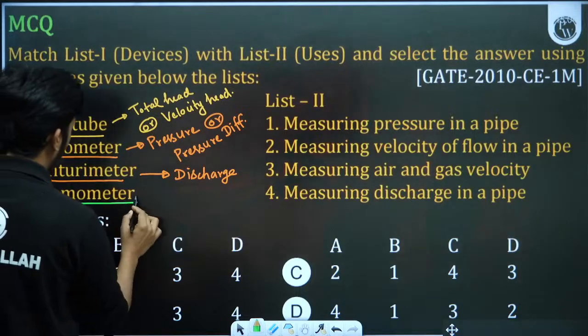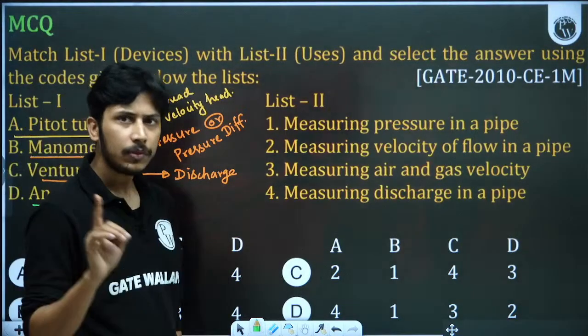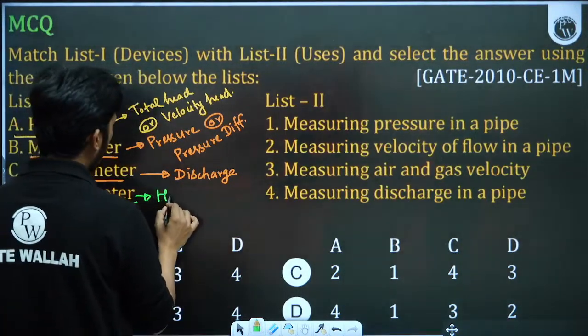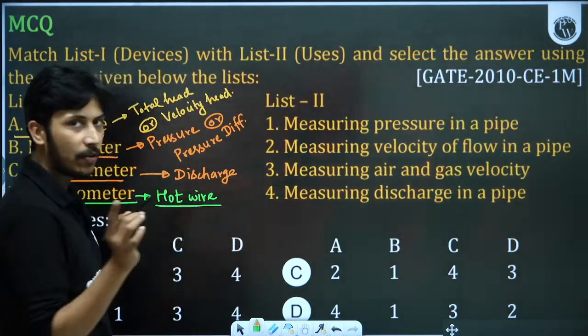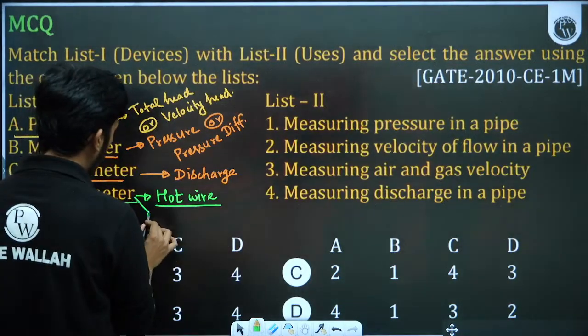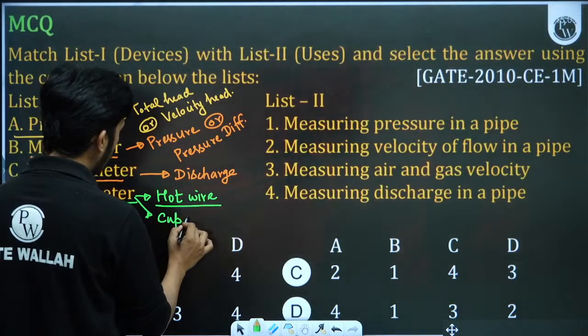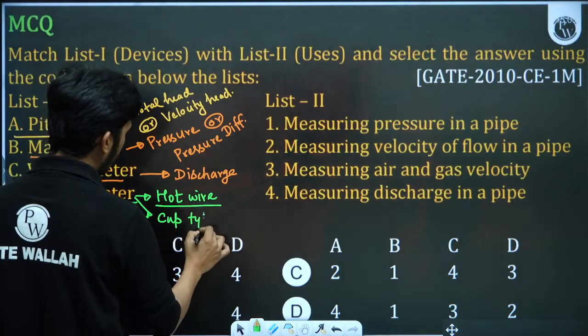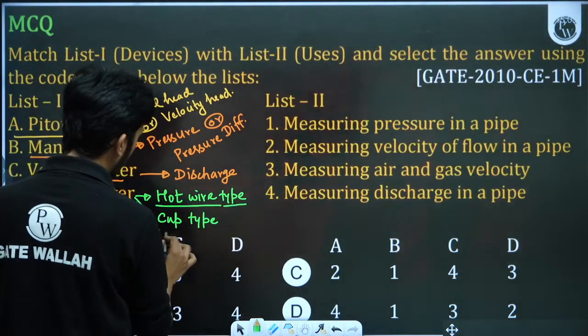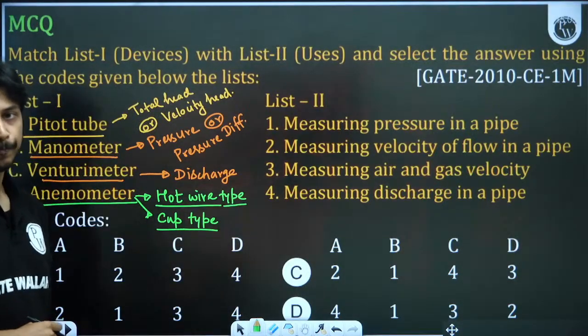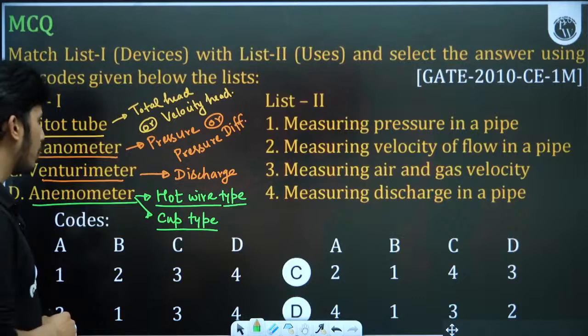What is anemometer? Anemometer is of two types. One is hot wire anemometer. I don't know whether you have studied this in hydrology or not, this is part of hydrology. And one is the cup anemometer. I have given one question of the cup type in the drag and lift chapter. In today's class at 7 p.m. we will also do these things.